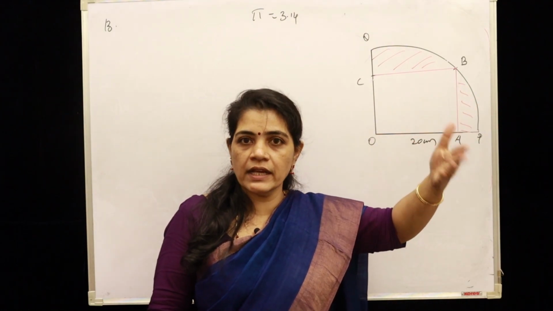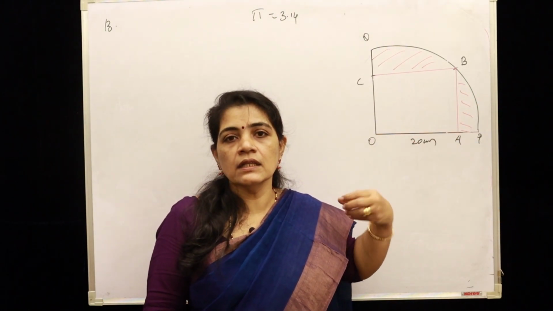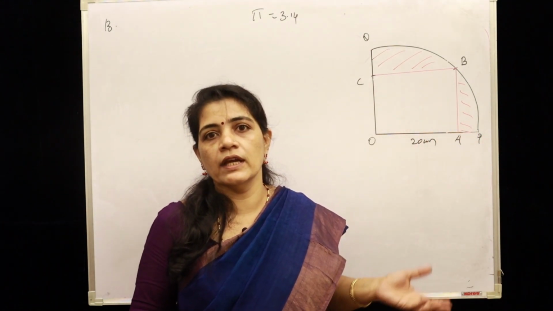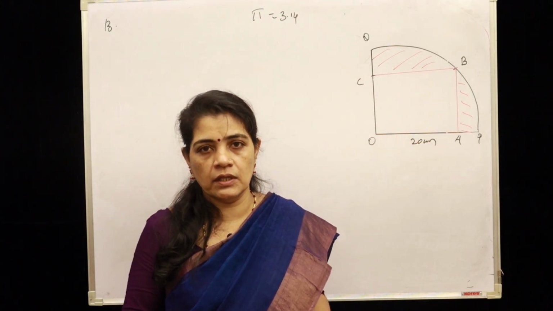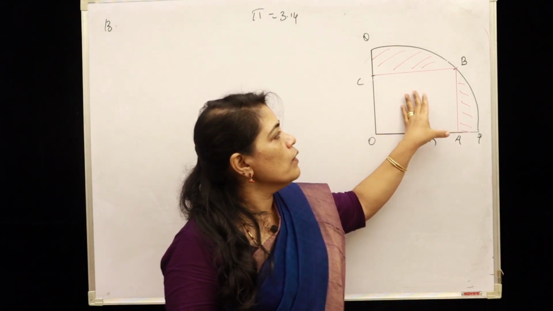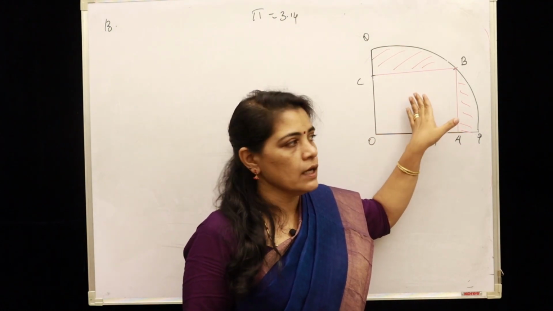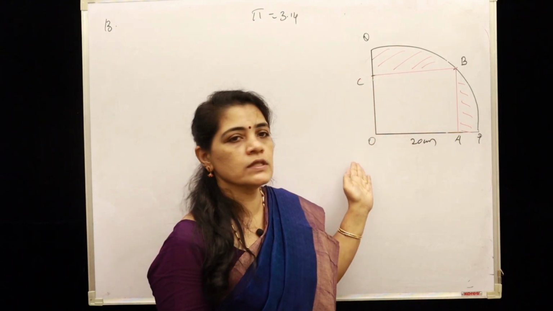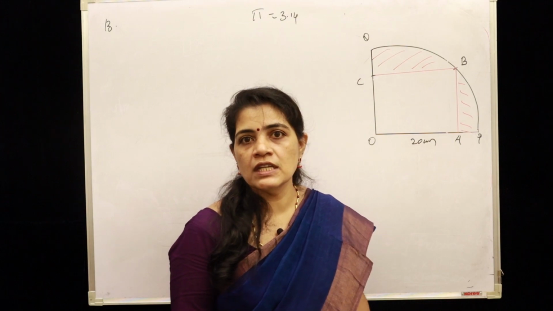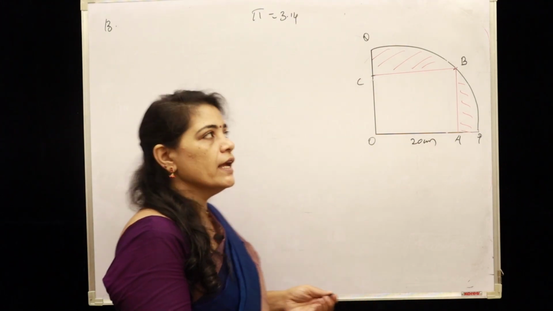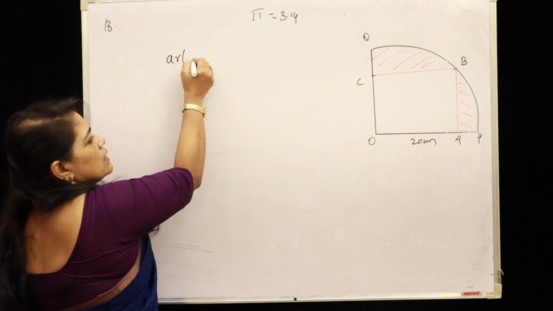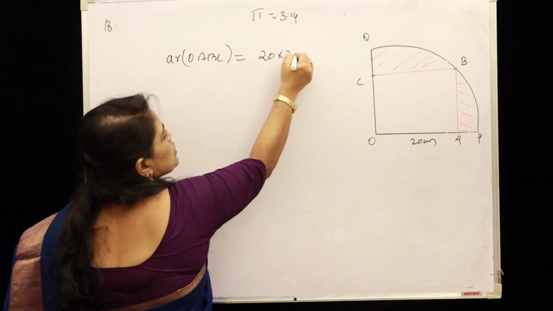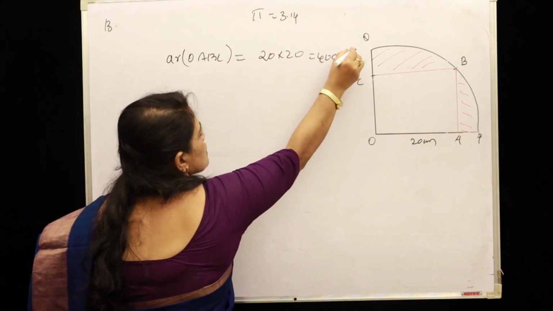That is why we are using another method, subtracting the known shape from another known shape, that is the quadrant. The remaining portion will be the area of the shaded region. So here you have to subtract the area of the square. Here OA is equal to AB is equal to BC is equal to OC. Side is given, that is 20 centimeter. So you can easily calculate the area of the square OABC is equal to 20 into 20, that is 400 centimeter square.